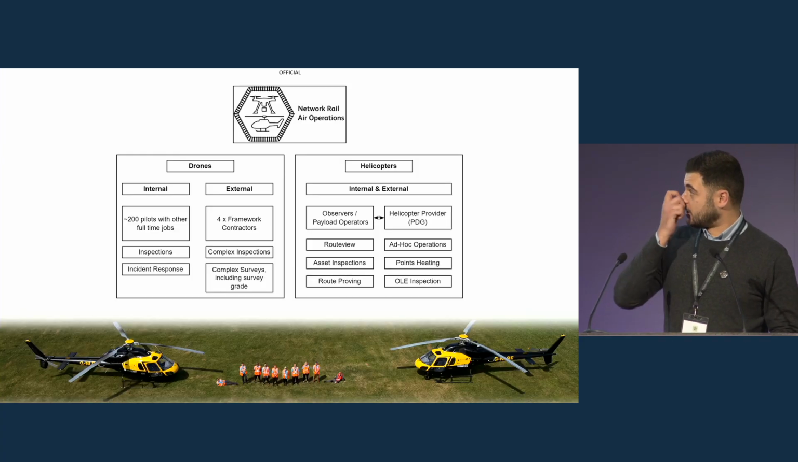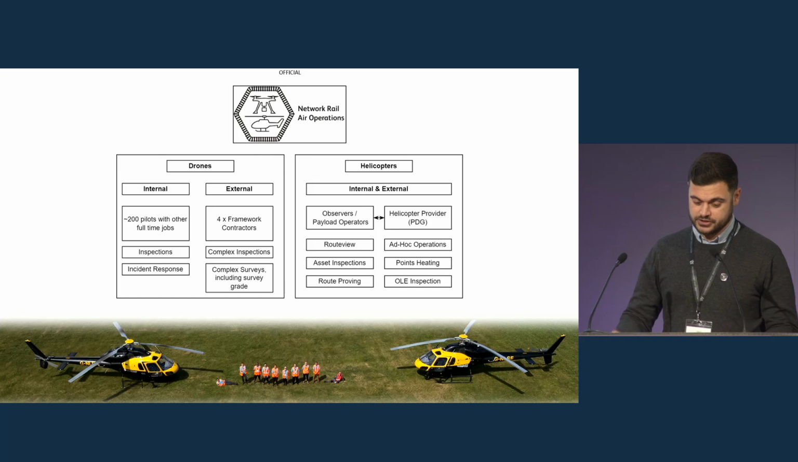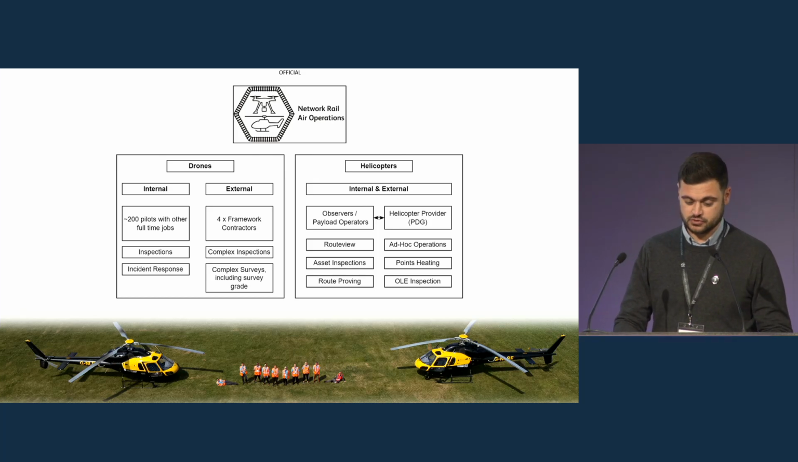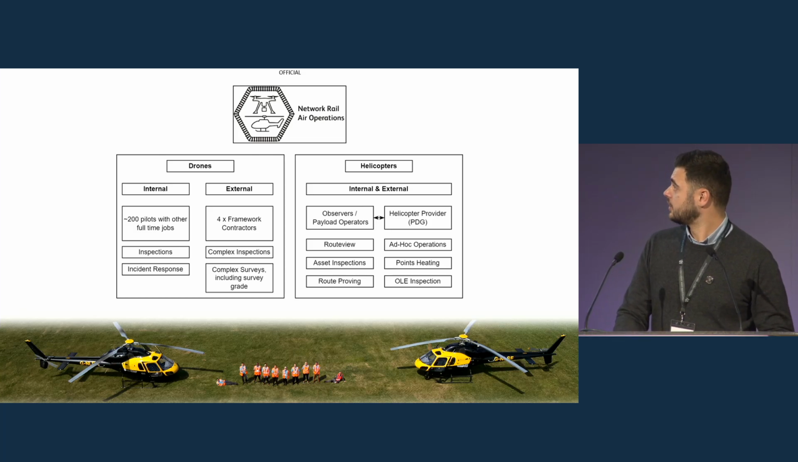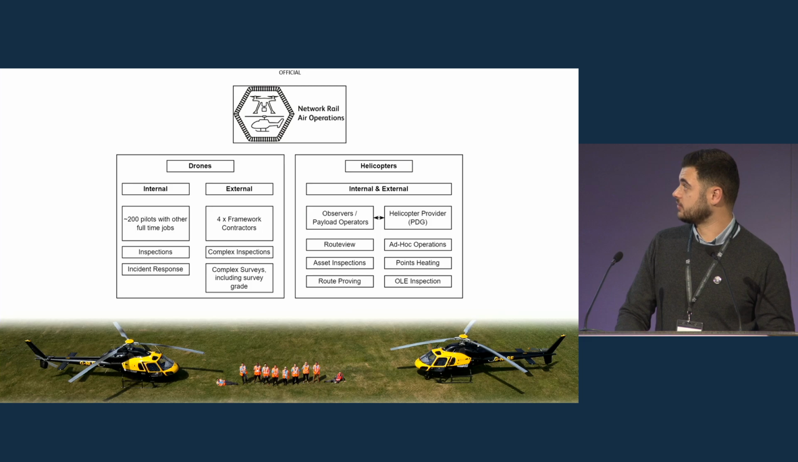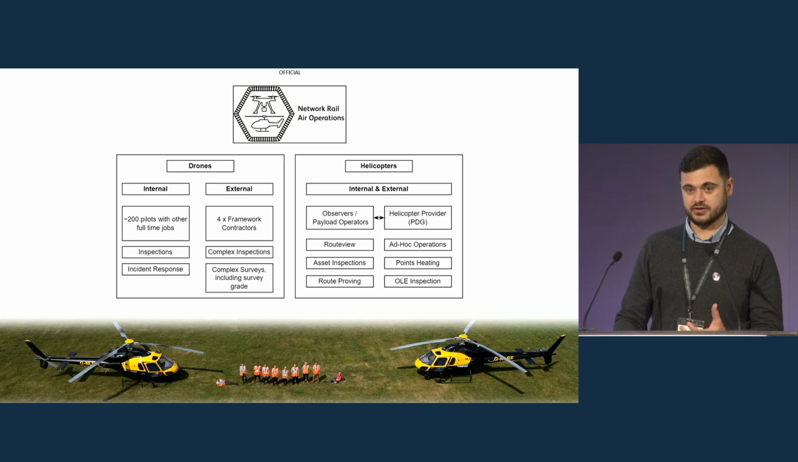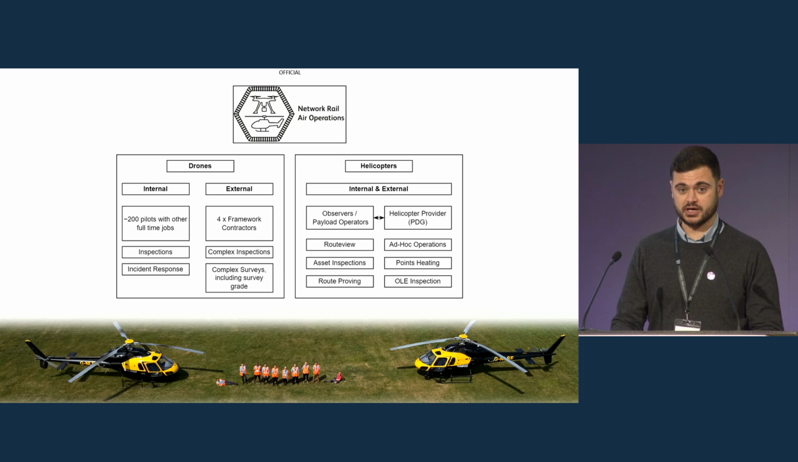So I mentioned that we do two things within air operations. My role as National Drone Manager is on the left-hand side, so more on the governance of drone use in the organisation. And then on the other side of air operations, we also have the helicopters. You can see there we have around 200 pilots within the organisation. They all have full-time jobs and do that as just a capability in addition to their full-time job. And that actually makes us one of the biggest drone operators in the UK, if not the biggest.